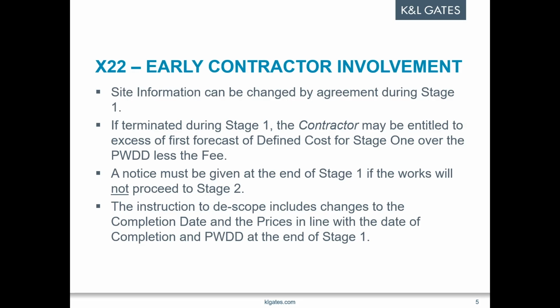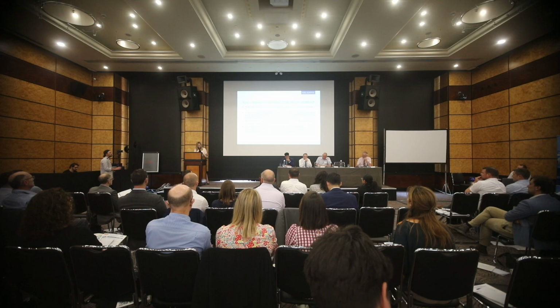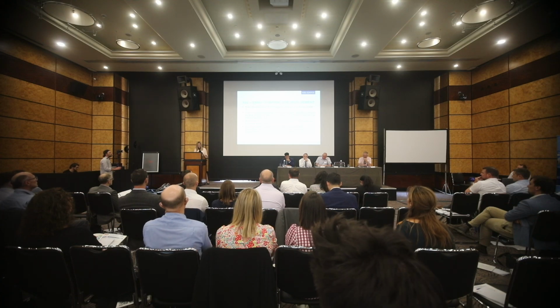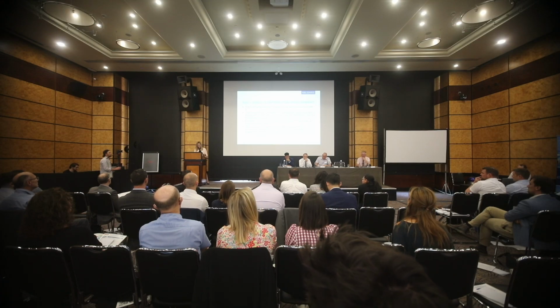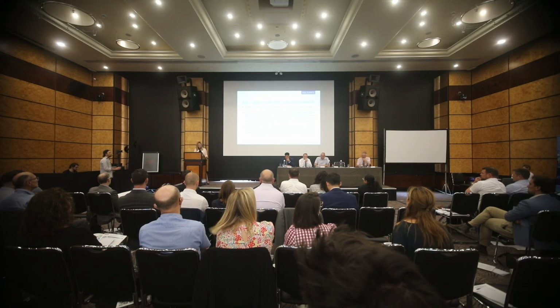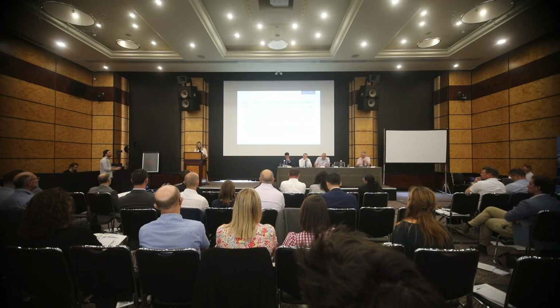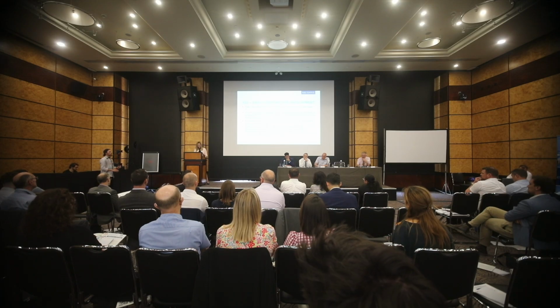And as part of that notice not to proceed, there's an instruction from the project manager to de-scope in stage two, and that should also include the relevant changes to the completion date in line with the date of completion of stage one, and to change the prices to the price of work done to date at that point, meaning that everything is kept whole there, and that there is no sort of incentive payment as well that will become due.